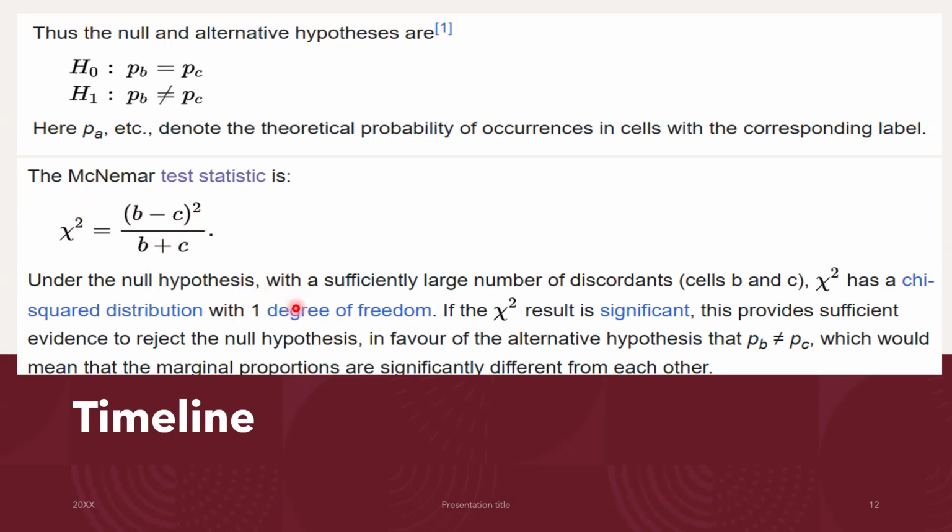Under the null hypothesis, with a sufficiently large number of discordant cells B and C, X squared has a chi-square distribution with 1 degree of freedom. If the X squared result is significant, this provides sufficient evidence to reject the null hypothesis in favor of the alternative hypothesis. That means PB is not equal to PC, which would mean that the marginal proportions are significantly different from each other.